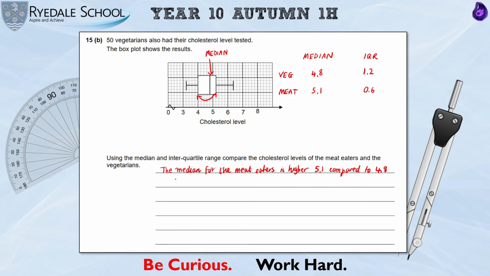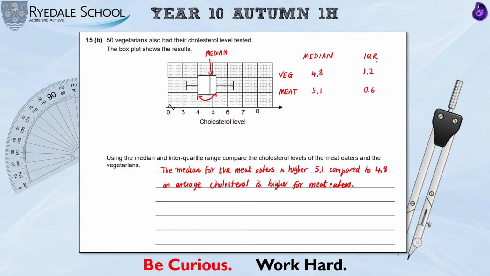Well, the median's a type of average. On average, cholesterol is higher for meat eaters. Okay, and that would get you 1 mark. So compare the numbers, explain what it means.